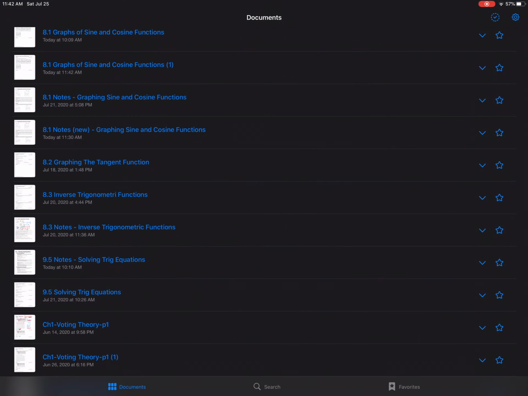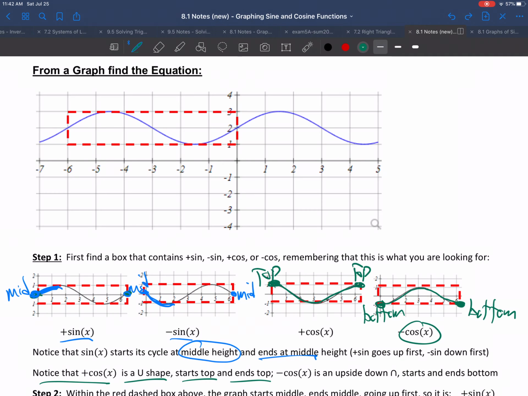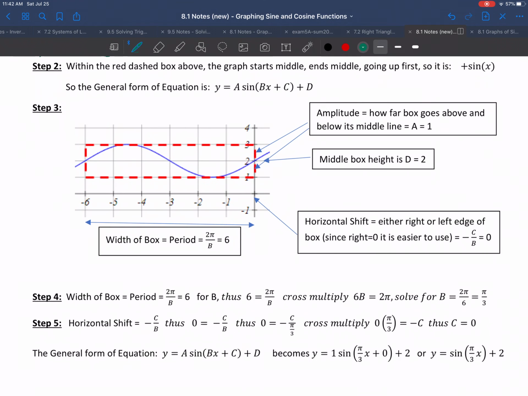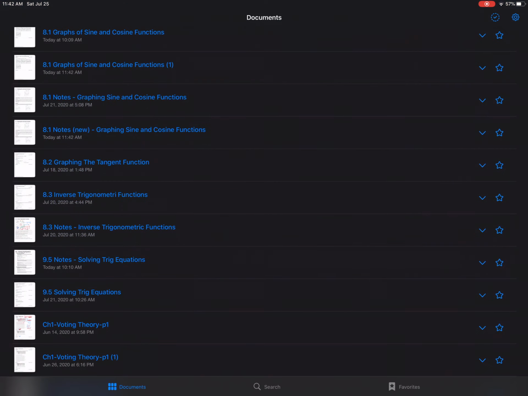So now back to it. Again, we have cosine because ours is a U shape. If we started in the middle and ended in the middle, it would be sine. We've been over that. All right, I'm beating that horse. That horse is dead. Let's move on. So next, find the middle of the box. The middle of the box is your D. And then find out how far above and below the middle the box goes. That's your amplitude.